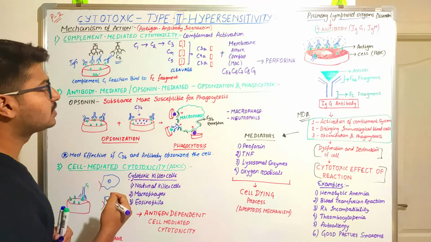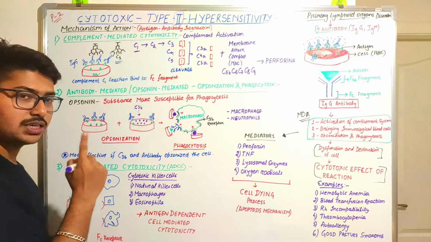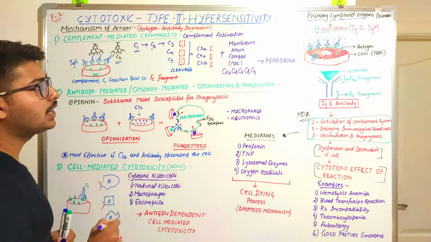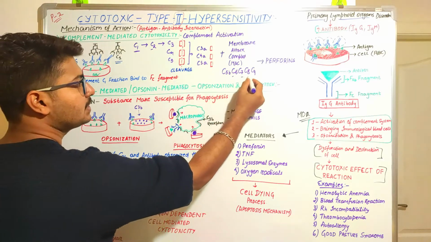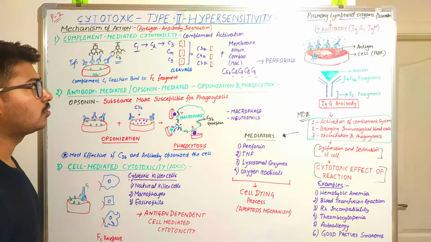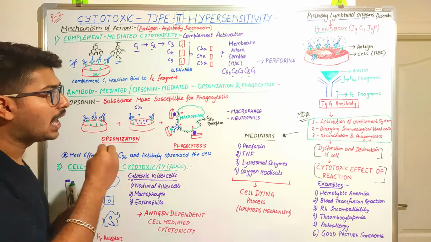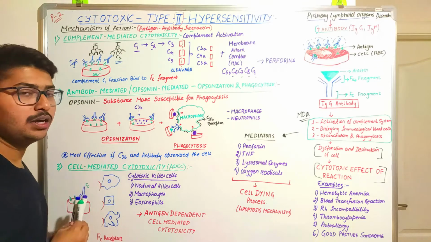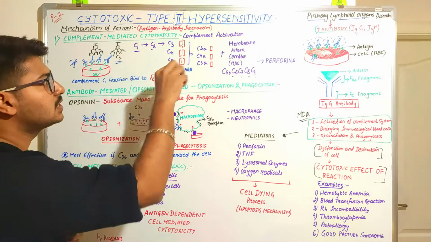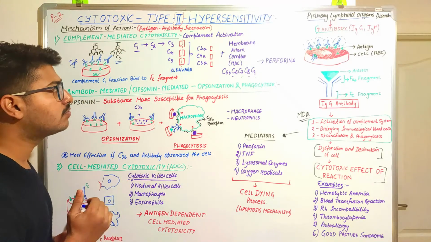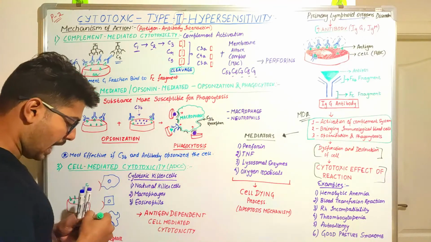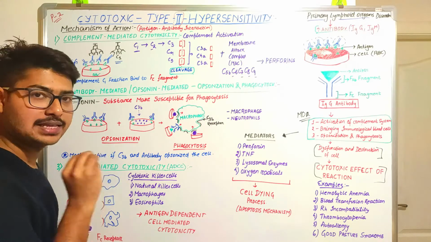And how does the complement system get activated? First C1 will be activated, then C2, then C3, C4, C5, and after that C6, C7, C8 and C9 will be activated. How does this complement proceed in the cytotoxicity reaction? C1 activates C2, then C2 activates C3, C4, C5. Then after activation, there is a process of cleavage, by cleaving enzymes.